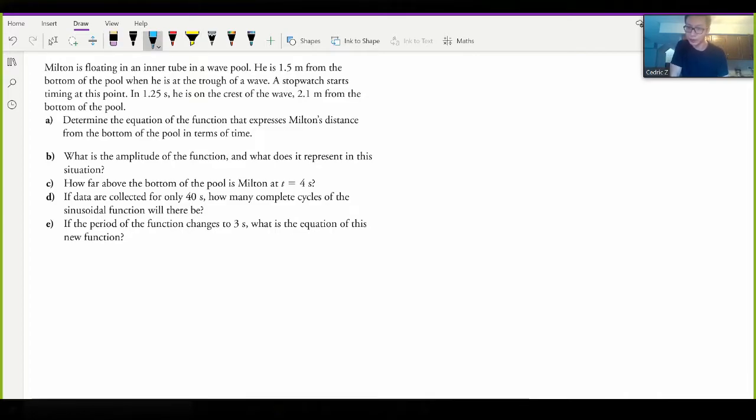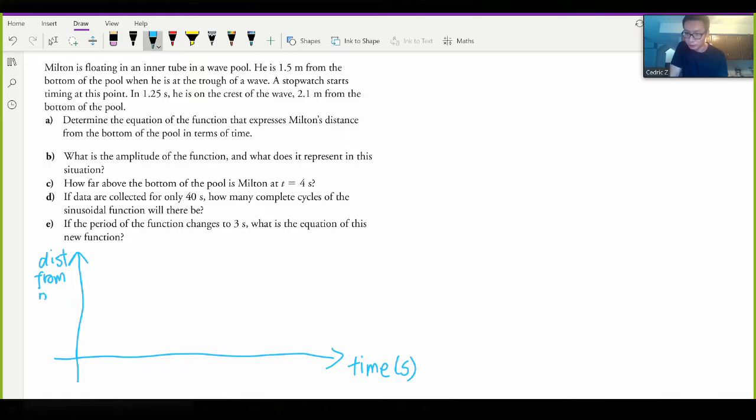So let's try to graph this first. Let's draw a Cartesian plane. Your x-axis represents time, and it must be measured in seconds. It's crucially important that you label the axes correctly. And your y is measuring the distance from the bottom of the pool, and that is measured in meters.